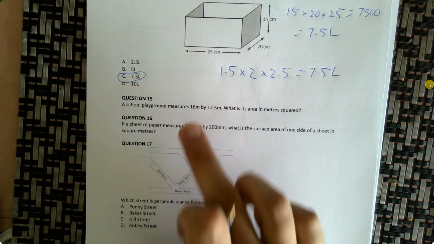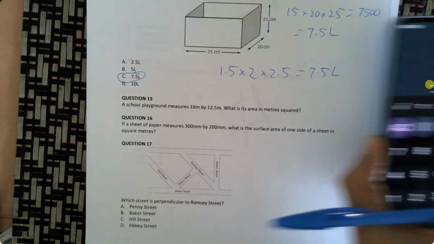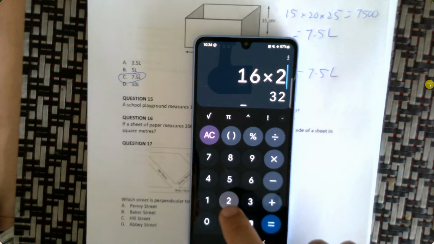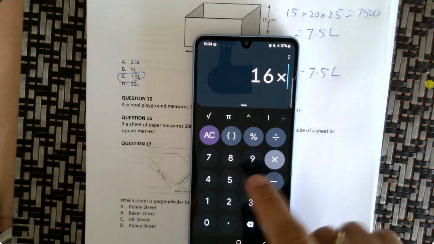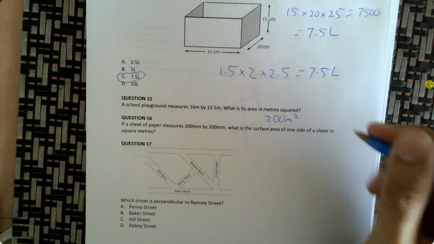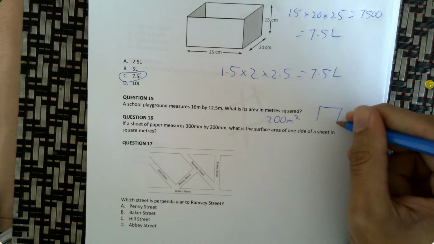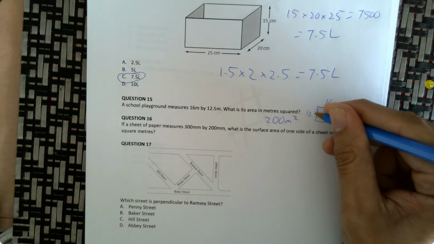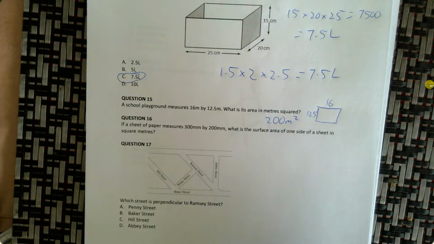Alright, school playground measures 12 by 6.5. What is it in meters squared? 16 times 12.5, 200. Done. That's all it is. It's just a playground that looks something like this, 16 and 12.5. So I have to multiply them.